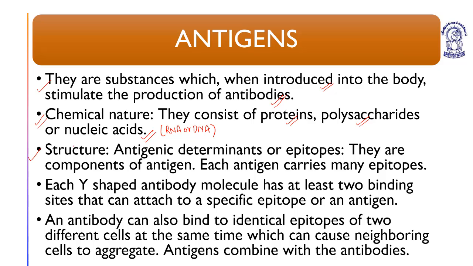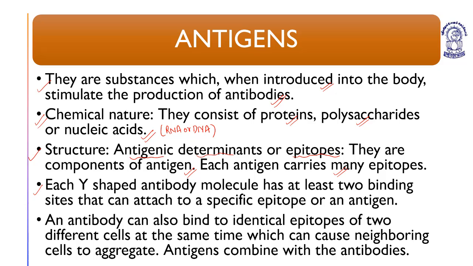Structure. Antigenic determinants: every antigen has many antigenic determinants. These antigenic determinants are known as what? Epitopes. They are the components of the antigen. Each antigen carries many epitopes.